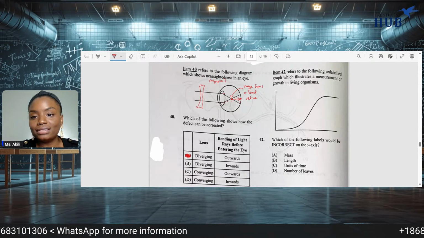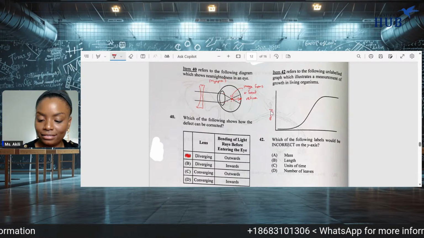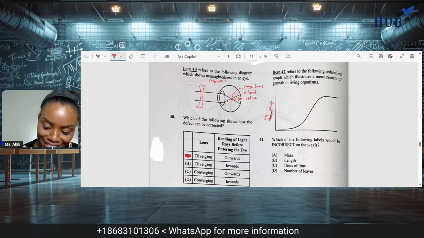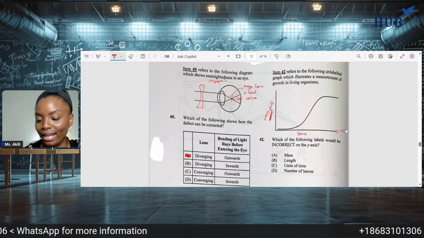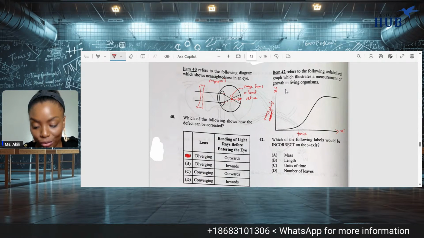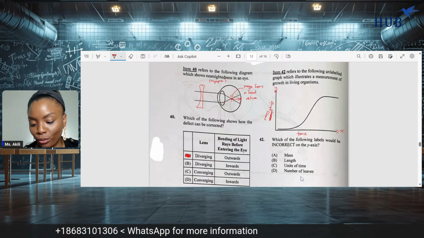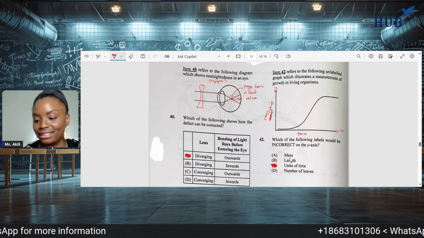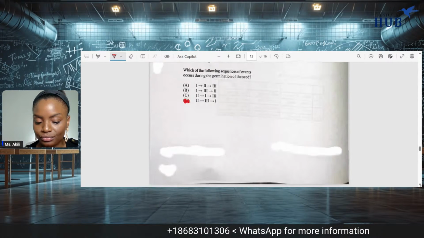No matter what, this parameter here could be anything. Well, not anything. Many things, right? But it's always going to be time on the x-axis and different growth parameters you can use on the y. You could use mass, you could use length, you could use number of leaves on the y, but time must always be on the x. So that's why time could never be on the y-axis, and that would make C the correct answer here, right?